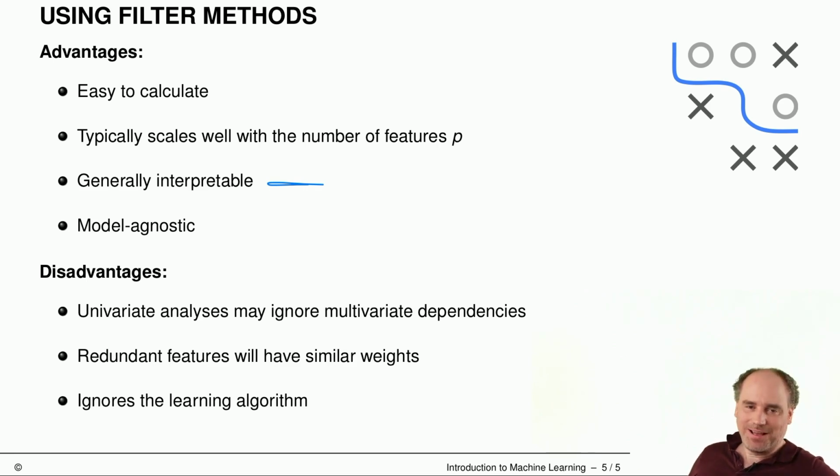Disadvantages, well, they just capture these univariate dependencies. We talked about this now a lot. Redundant features will have similar weights. I'll discuss this also here. And they also ignore the learning algorithm, in the sense that, yes, they are combinable with everything we want to work with, but they are not adapted or geared towards a specific method. And if you want that, I guess rather use a wrapper technique, which is much slower, but maybe captures a bit better what you're interested in, and that we'll take a look at in the next session.